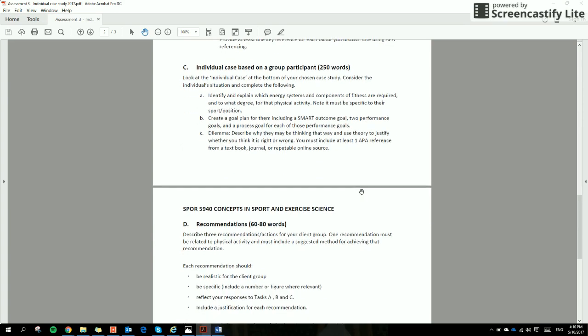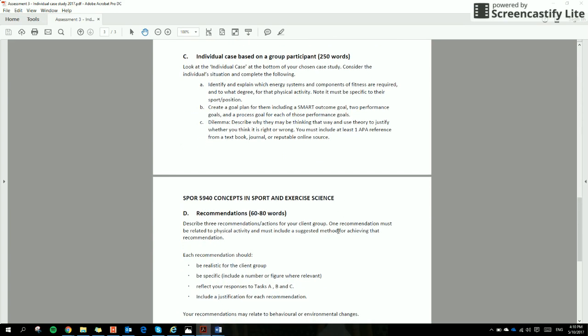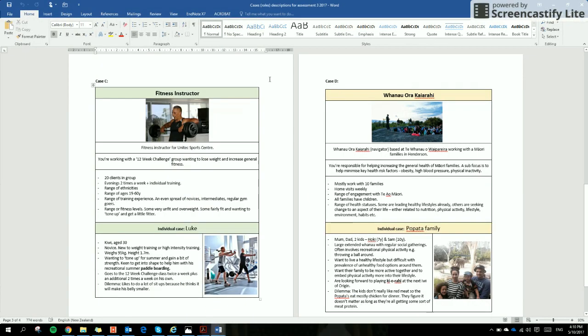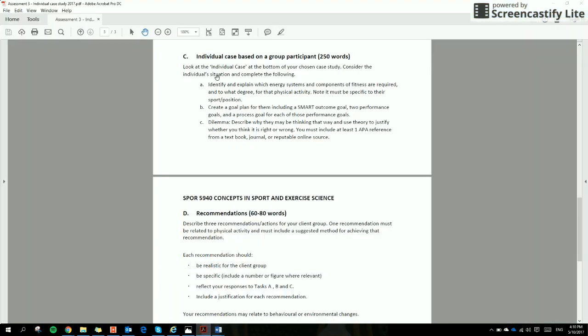Task C, so once you've finished that, now you look at the individual case within your role profile that you've been given. So if you're doing the fitness instructor, you can see down the bottom it says individual case, and this person is Luke. And you've got to answer a few questions about Luke.